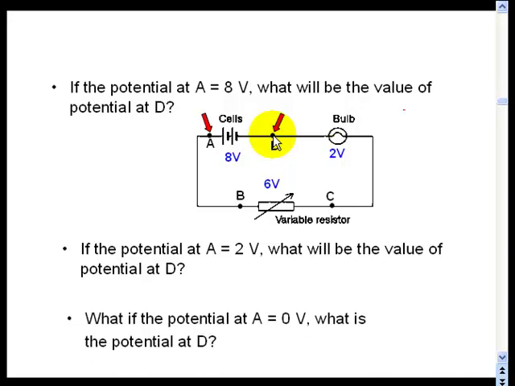What if the potential at A is equal to 0 volt? What is the potential at D? It is minus 8 volts. 0 here, minus 8 here. If you have any slight doubts about the last two questions, you should continue to follow the video.